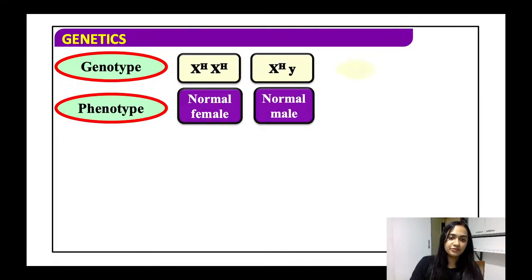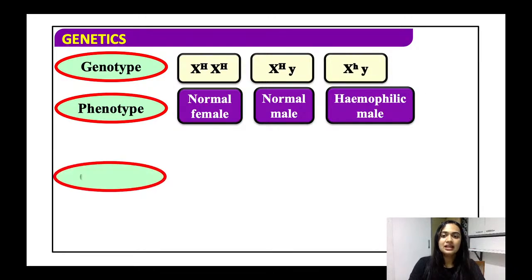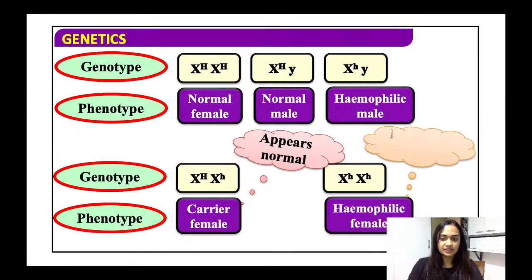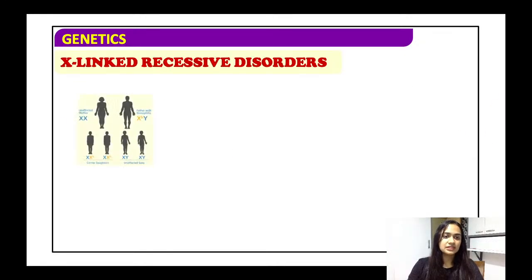This represents the normal female and this is the normal male. And the small h represents the diseased allele. This is what is given in the slide.